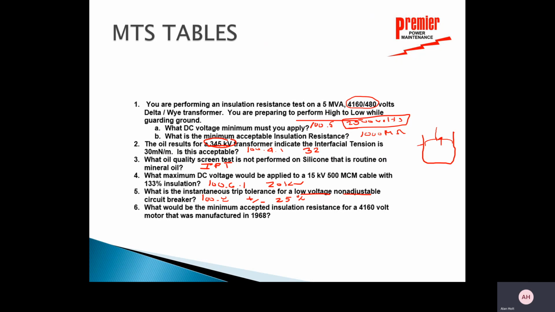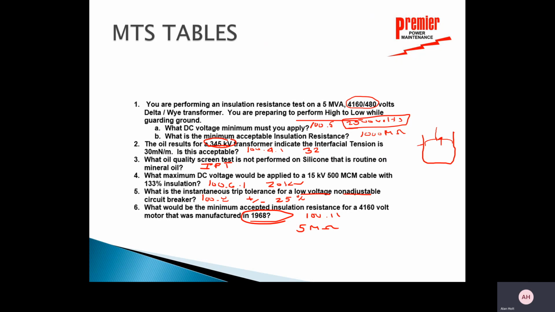Question number 6. What would be the minimum accepted insulation resistance for a 4160 volt motor that was manufactured in 1968? Well, you need to look at those tables because that's table 100.11. And understand that out of all the items that the maintenance standard covers, motors, there's two different standards. One for prior to a certain year, one after a certain year. So that's table 100.11. And bottom line is for that motor, 5 megohms is the minimum insulation resistance value that's acceptable.